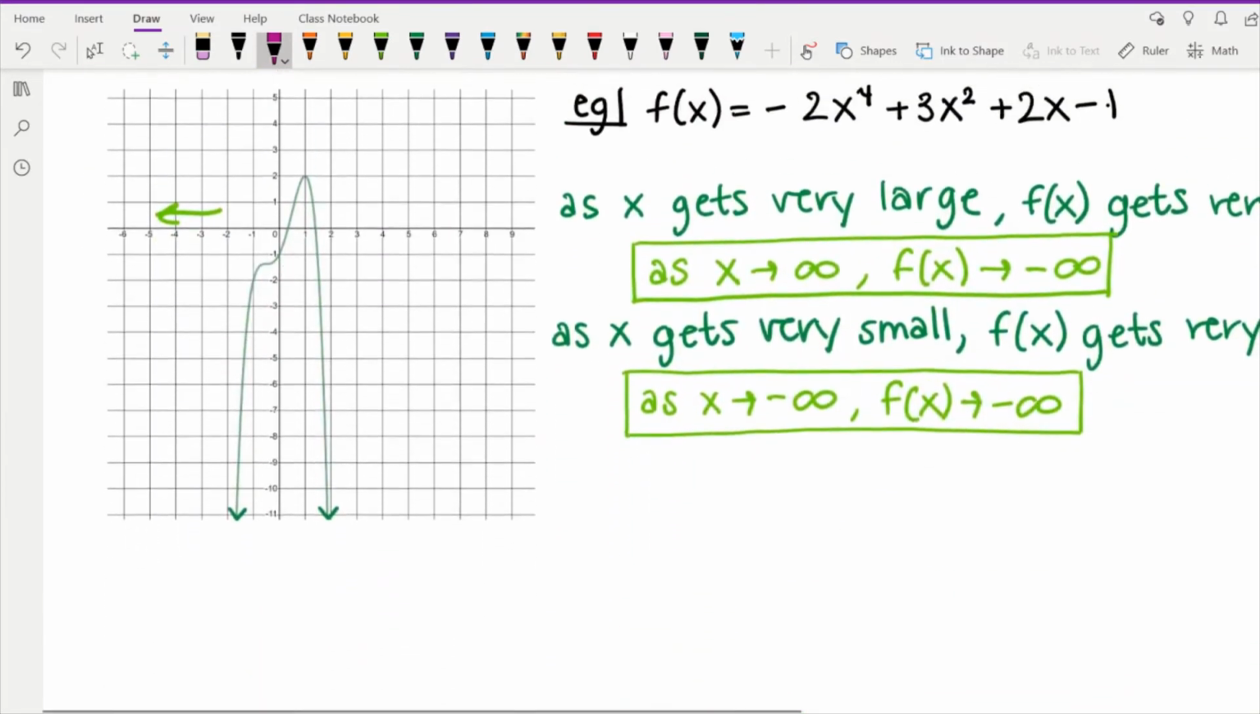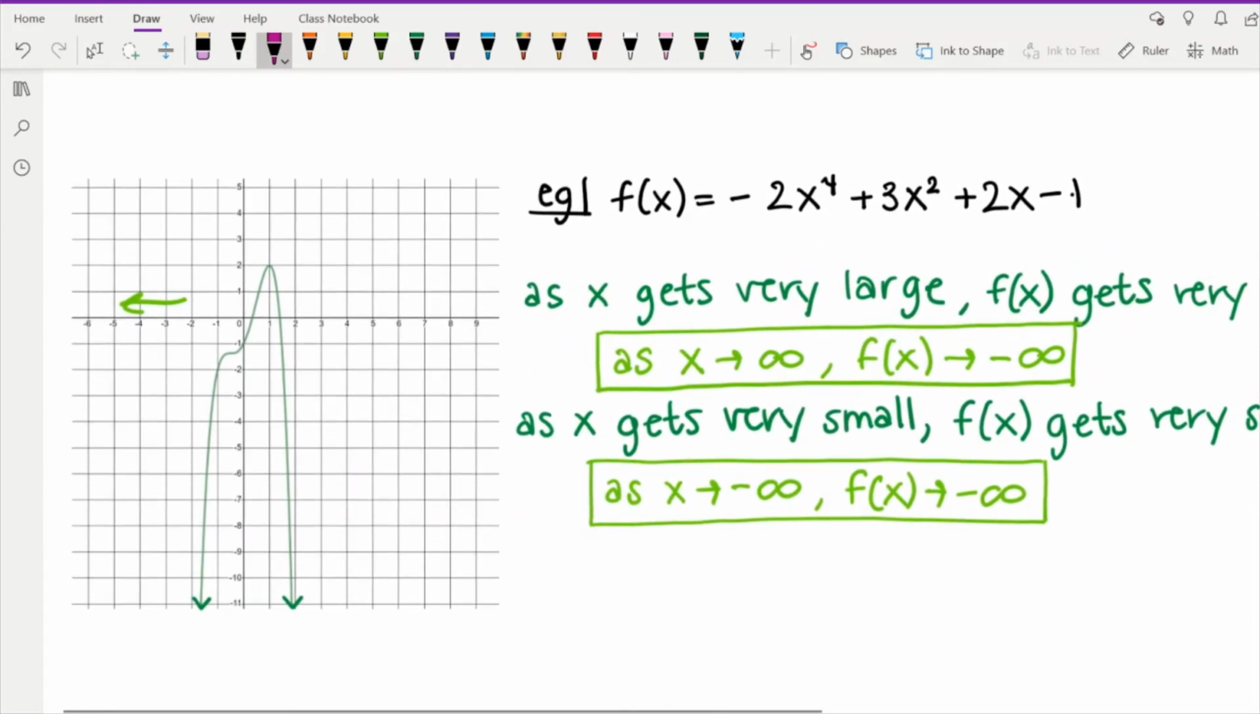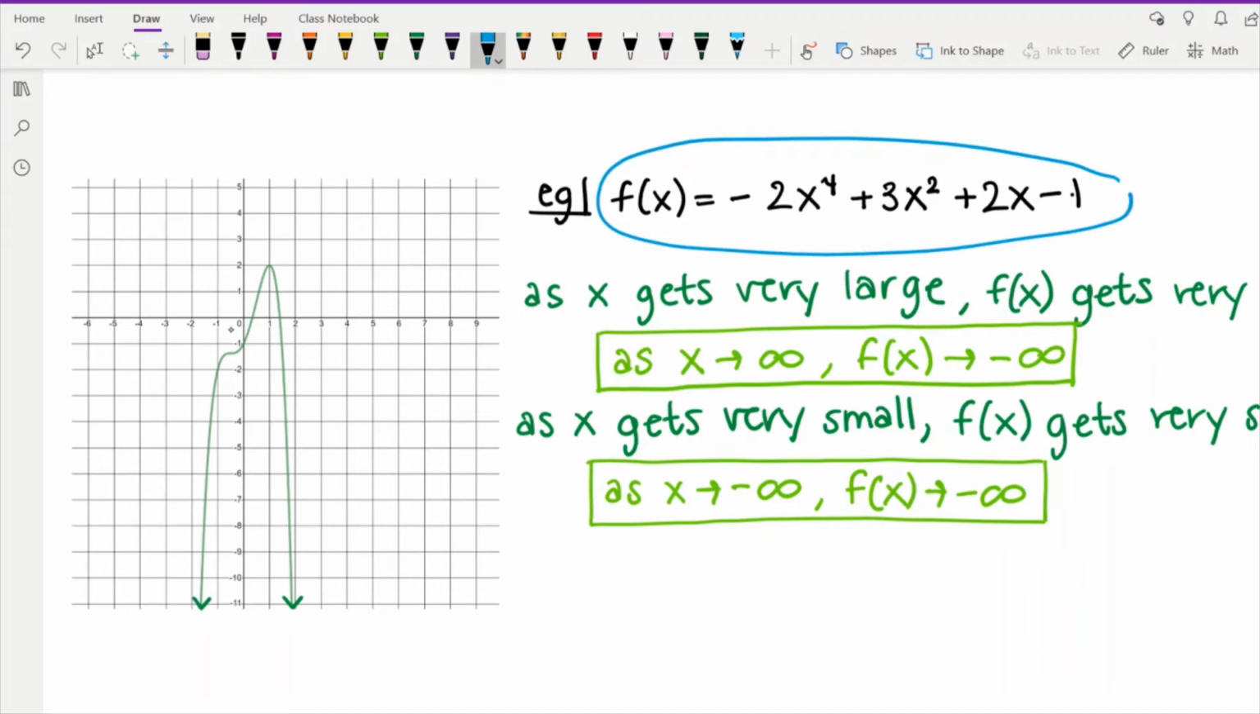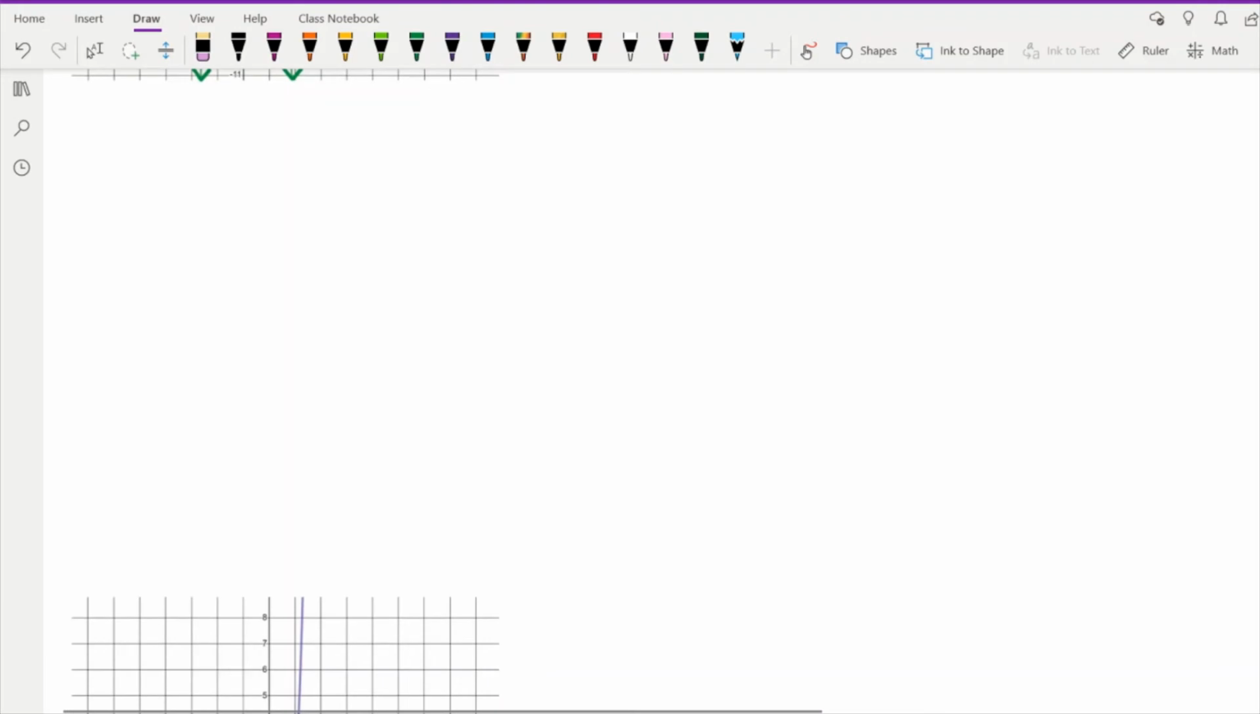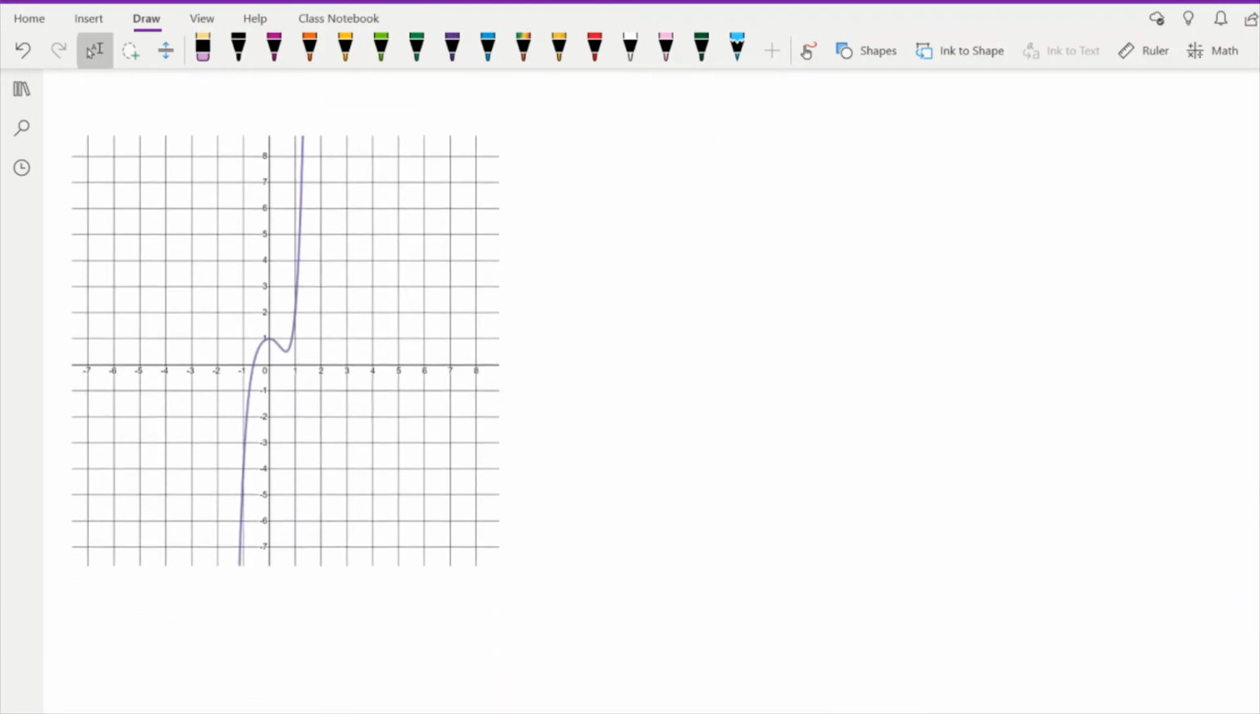Okay, so let's look at another example. Basically what we're going to see is that there are some rules where, without having this graph in hand, the goal of this video will be to see a function like this and figure out its end behavior without looking at the graph. That will help us in the future when we're trying to sketch the graphs of these functions from scratch.